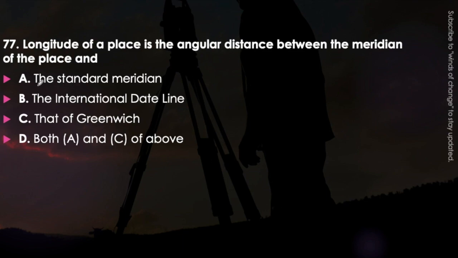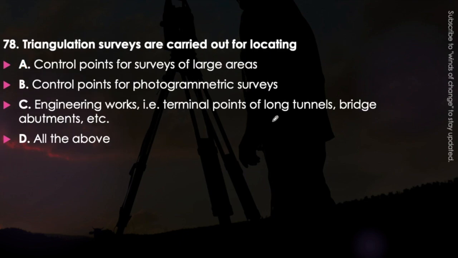The longitude of a place is the angular distance between the meridian of the place and... Option D will be the correct answer. That is, both A and C are the correct. It is the angular distance between meridian of the place and standard meridian, or we can also call it that of the Greenwich. Okay, not from the international date line, it will be from these two. So memorize it. Next question.